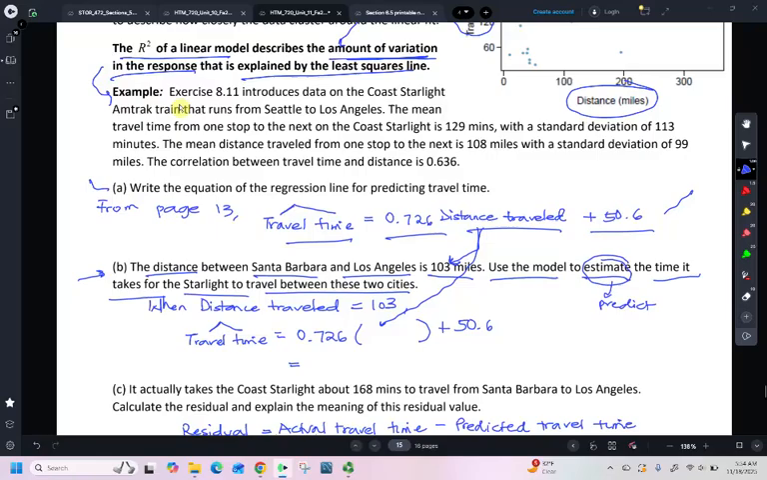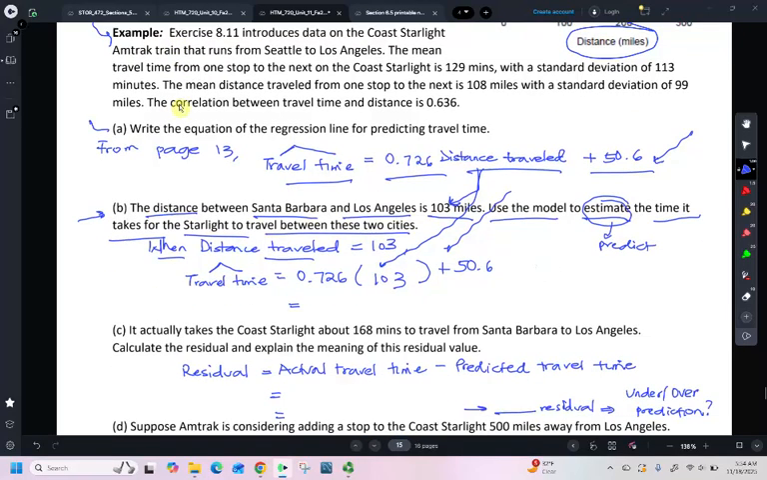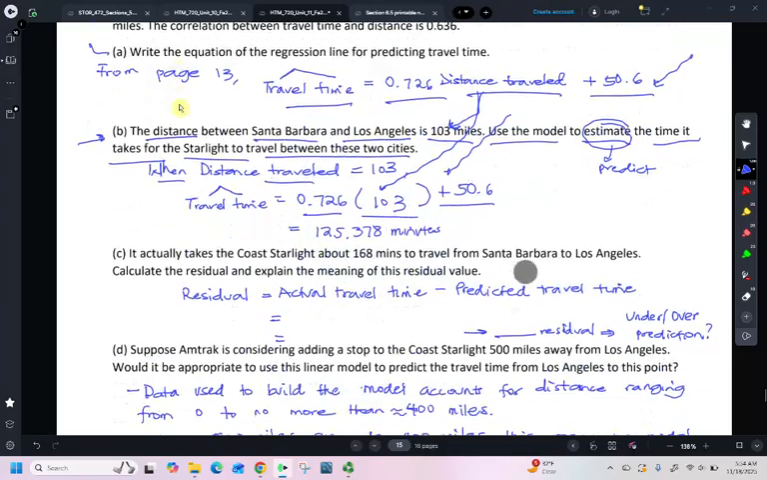We can use our prediction line. Bring it down and consider the case when distance traveled is 103 miles. And so 0.7626 times 103 plus 50.6, we end up with 125.378 minutes. This is our prediction.